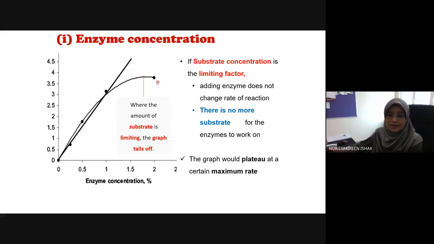The reaction reaches its maximum rate of reaction. The graph would plateau at a certain maximum rate because there is no more substrate for the enzyme to work on. So ini untuk enzyme concentration lah. So enzyme is not the limiting factor. You keep on adding enzyme, but if you have a certain substrate concentration, the graph will reach its maximum rate of reaction.